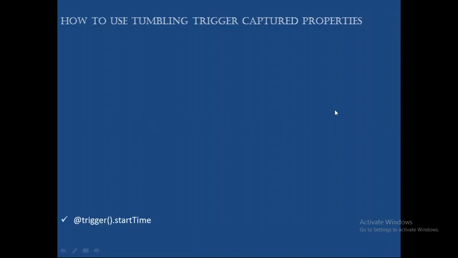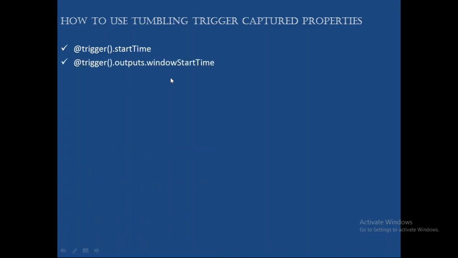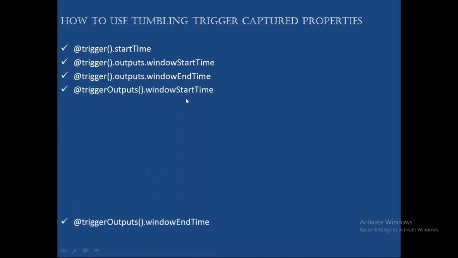How to use tumbling trigger capture properties. See, trigger start time tells you what time the trigger is starting. So we are creating the trigger today, so the trigger will start today itself. Window start time means when this window is starting. If you are trying to process data from 2010, the windows start from 2010. Based on window size, it will give the window end. You can use these two syntaxes to get the window start time and end time. Even we have used event-based capture properties. This is tumbling trigger capture properties.